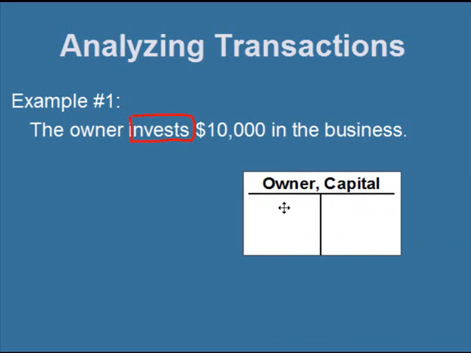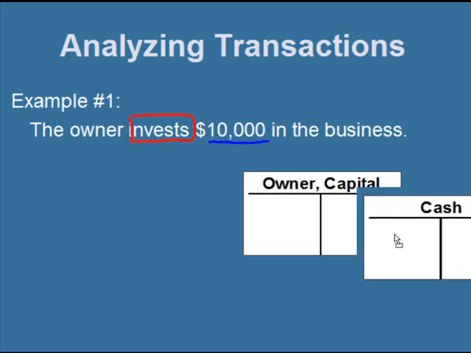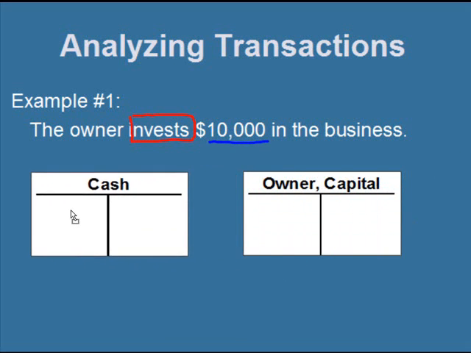The second account is really implied, so this one's a little bit more challenging. You have to ask yourself, what is the owner investing? And the owner is investing $10,000 cash. So that's the second account that's going to change in this transaction. So we have cash and we have capital.